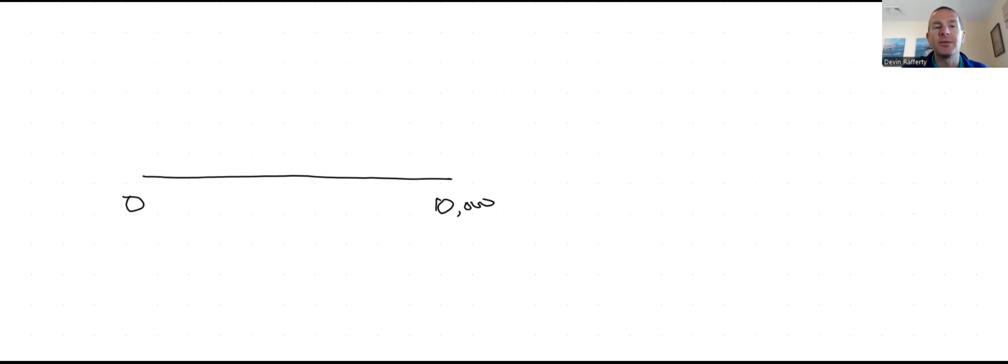Now, is it going to be $10,000? Probably not. Actually, let me back up real quick. So on our horizontal axis, on this x-axis, we have values. Okay, these are the values the variable can take on.